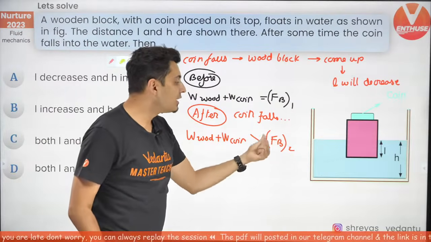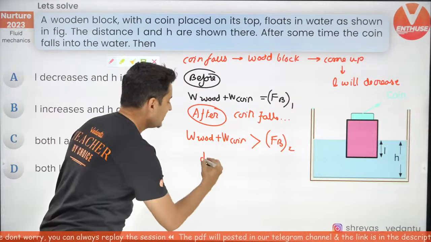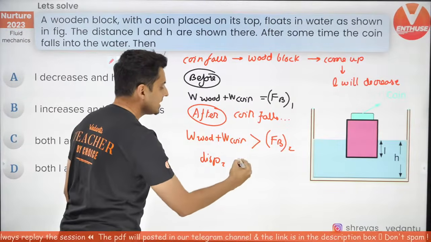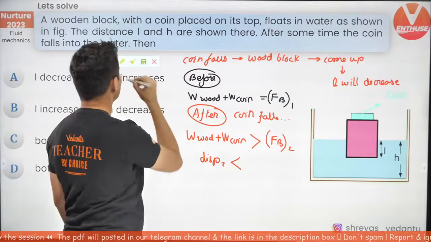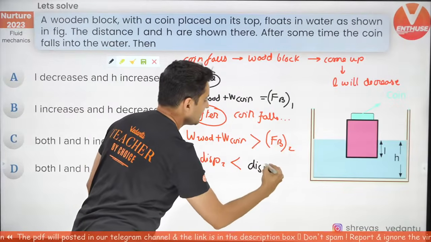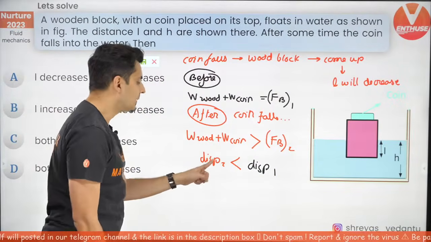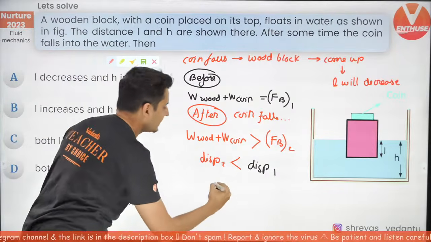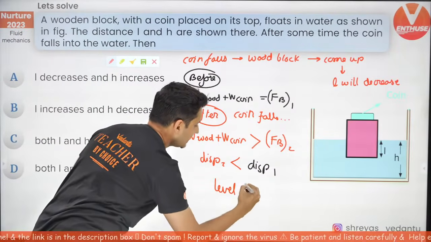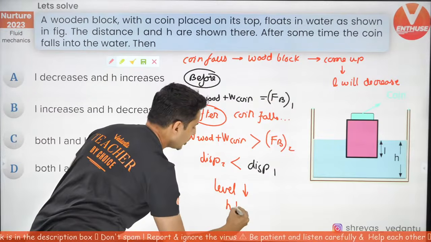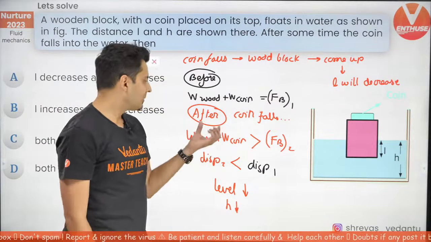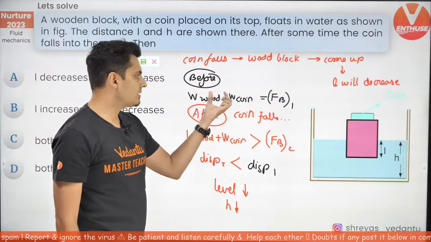So the new displaced water is clearly less than the displaced water in the first case. Basically, once the coin falls, the level of liquid goes down. That means H also goes down. See if this makes sense. Got it? Because this is equal to this is equal to this.